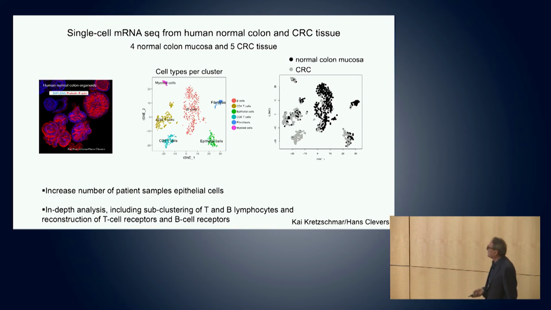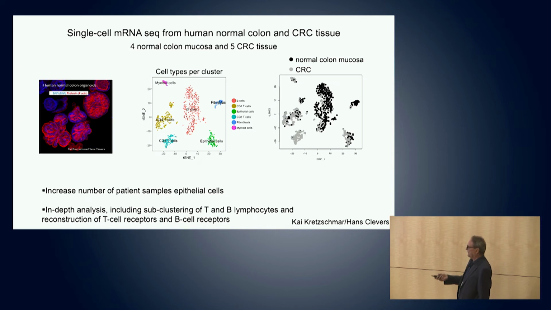So basically, this is early times. It's a small number of cells, but the number is increasing now, and also the in-depth analysis of the different T and B subsets and myeloid cells is ongoing.